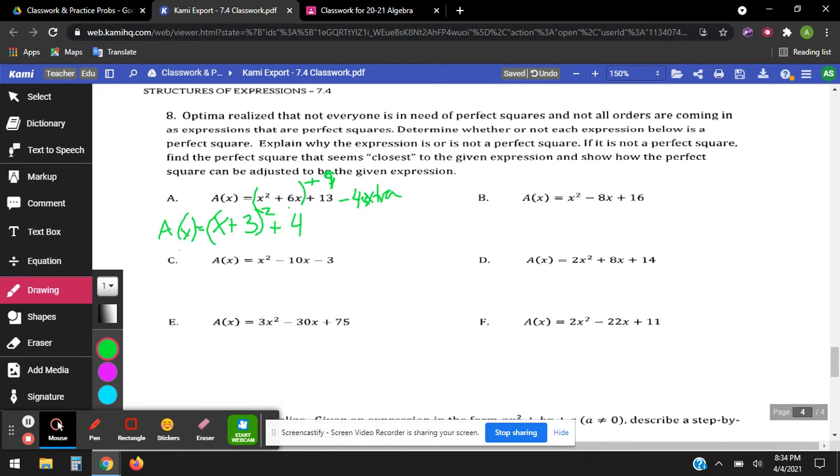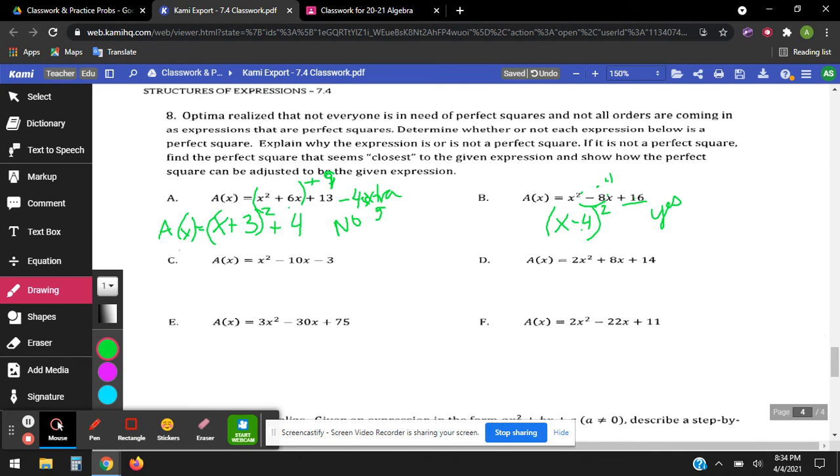All right, let's try B. So here, again, half of negative 8 is negative 4. So x minus 4. Negative 4 squared is 16. So this one is a perfect square. Was I supposed to say why it is or why it is not? Explain why it is, why it is not. No, I have 4 extra. This one is a yes.